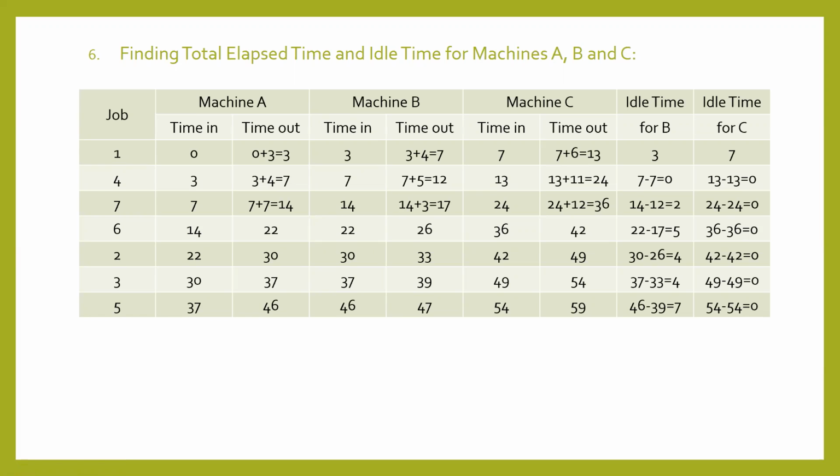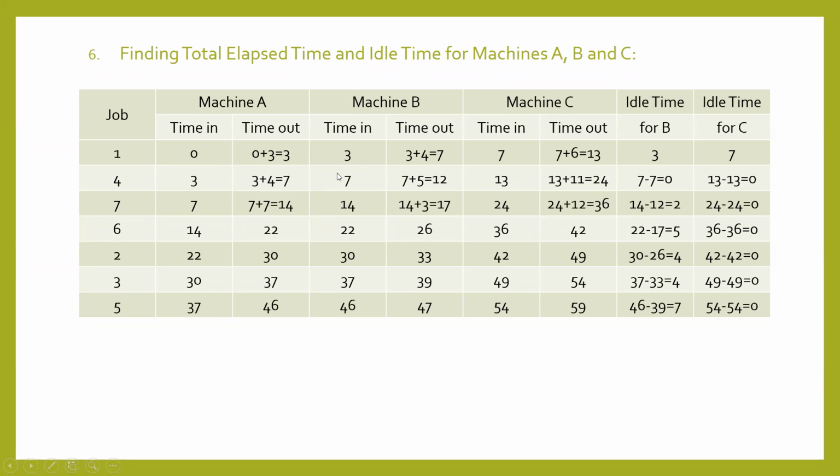Now coming to the second job, job number 4. Now, as soon as this machine A is free, that means after 3 hours it is free, immediately it is going to take the next job. And the next job is job number 4. So the in time will be 3. So compare this out of machine A, that'll be the in for the next job. Okay. 3 plus 4 will give me 7.